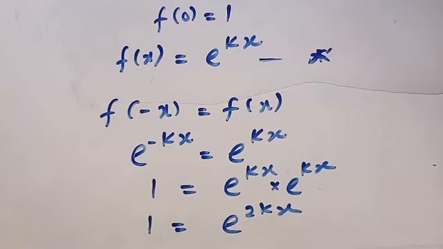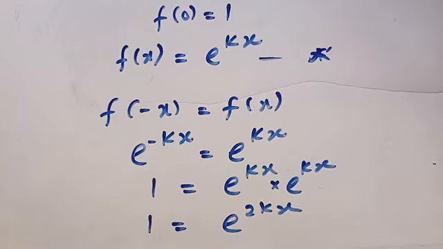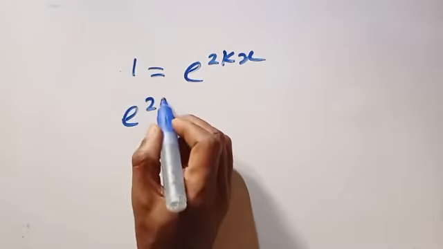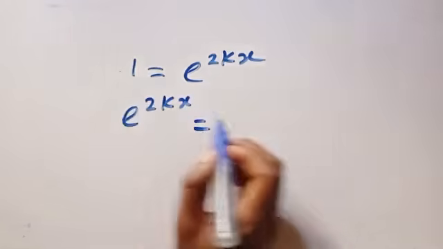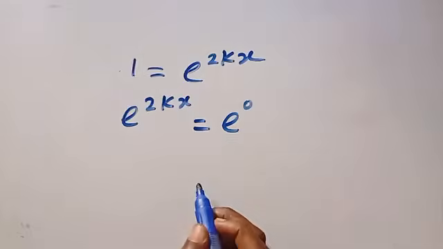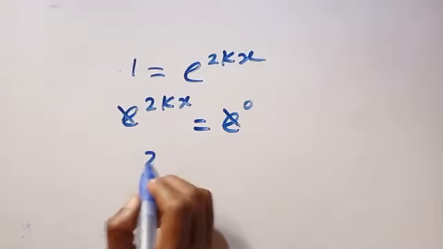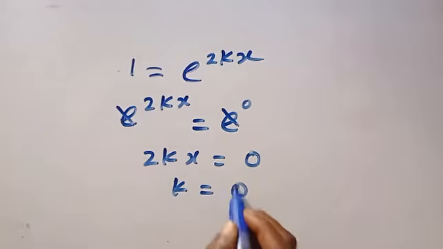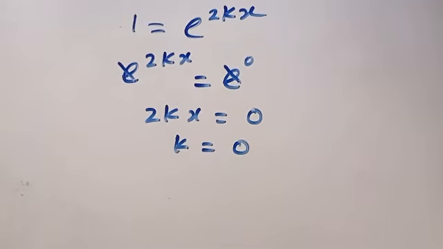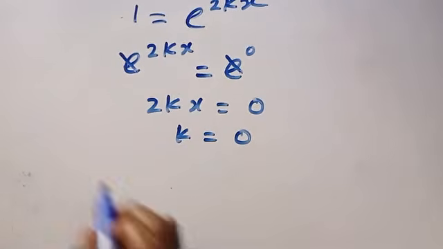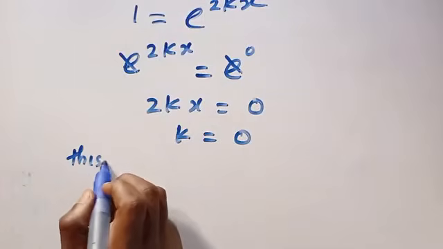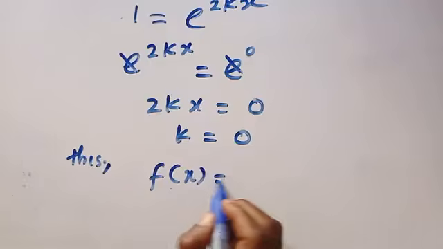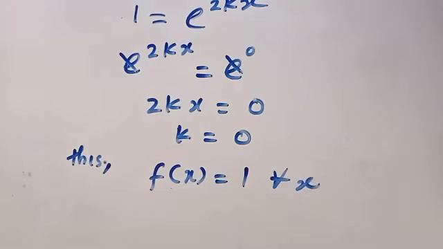With what we have here, since exponential 2kx equals 1, but e raised to power 0 is 1, if e cancels e, we have 2kx equals 0, showing that k equals 0. So if k equals 0, this helps us come to the conclusion that f of x equals 1 for all x.